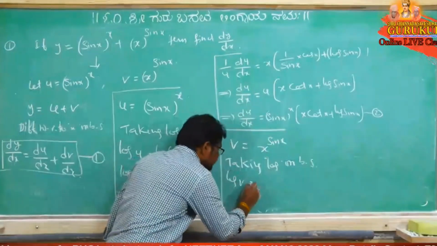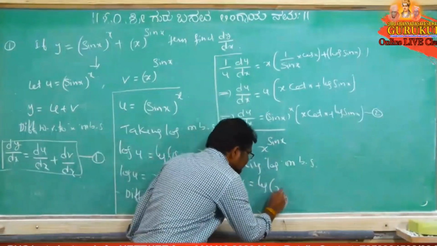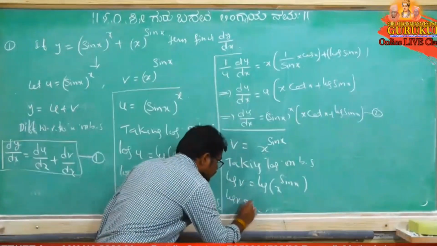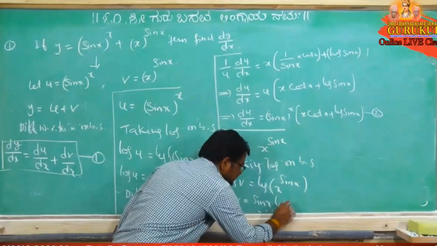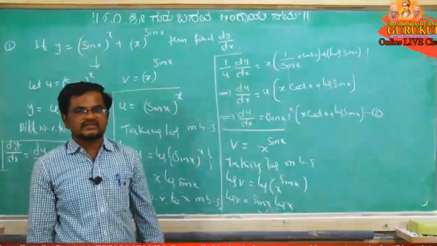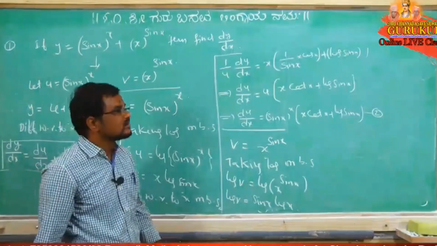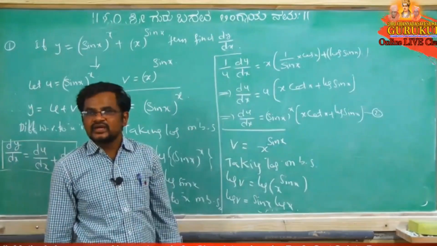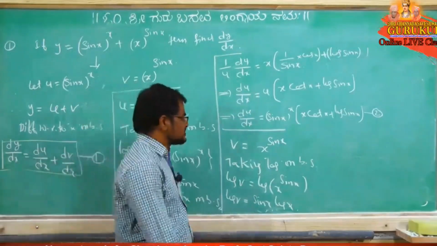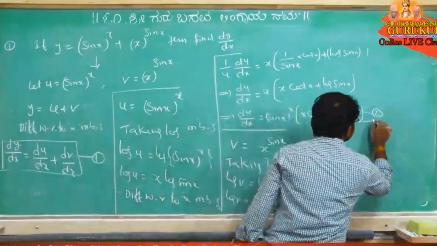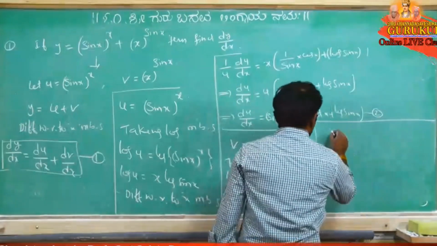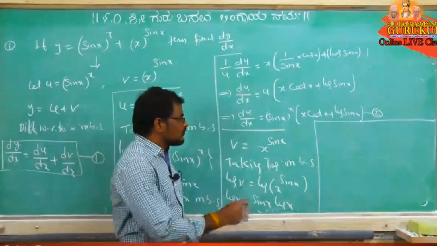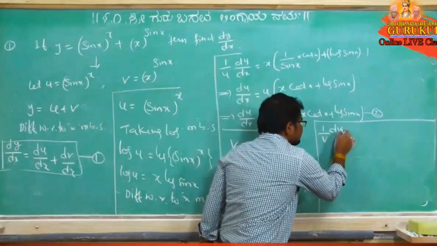So log v equal to log of x power sin x. By the logarithm property, you can write sin x into log x. Now from here what we have to do? Differentiating with respect to x on both the sides. So differentiation of log v is 1 by v dv by dx.